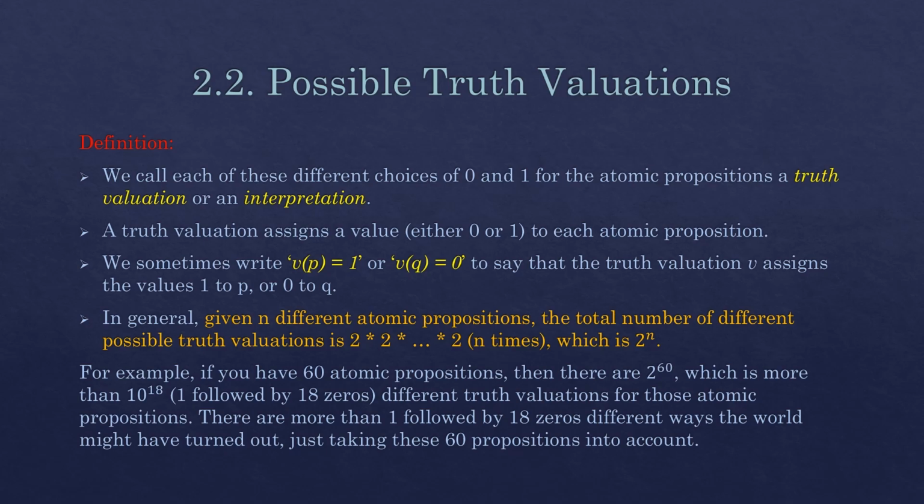For example, if you have 60 atomic propositions, then there are 2 to the 60th power, which is more than 10 to the 18th power. In other words, more than 1 followed by 18 zeros different truth valuations for those atomic propositions, and there are more than 1 followed by 18 zeros different ways the world might have turned out, just taking these 60 propositions into account.